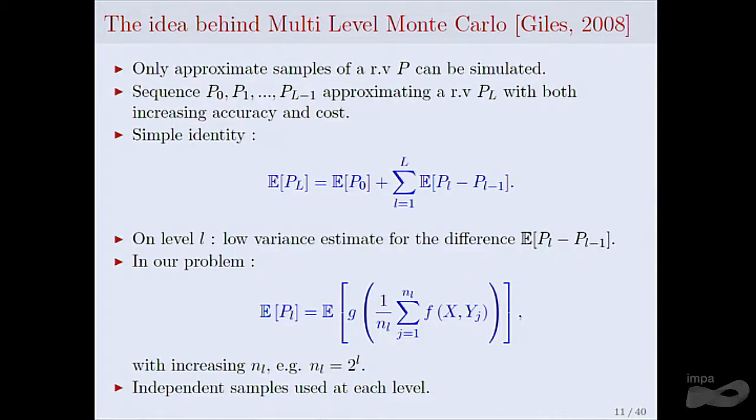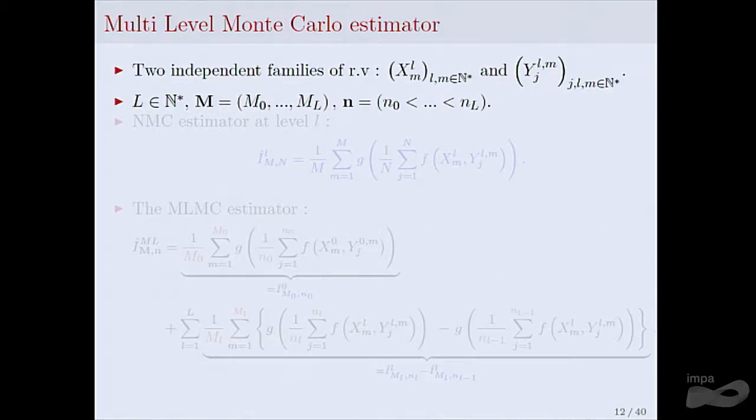In our problem, PL is the estimation of the conditional expectation, so you want to estimate the EF, which is here. Now it's time to look at the MLMC estimator. Consider two independent families of random variables. Now you have a vector of levels, M and N. Remember, N needs to be increasing.